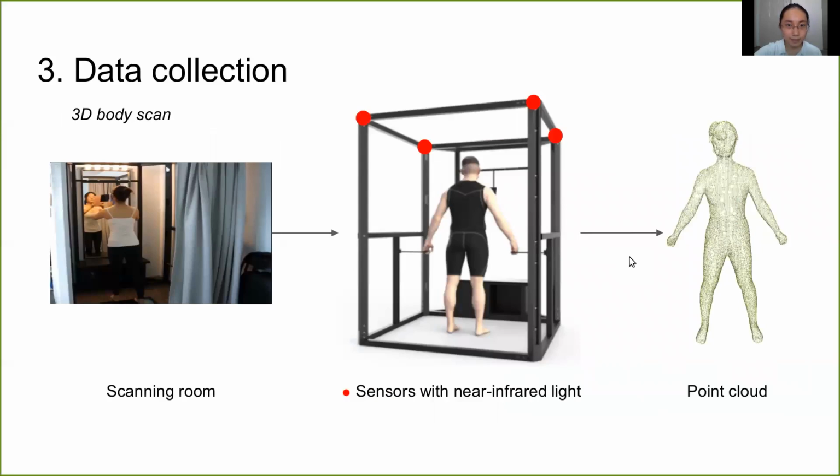For the TBSA value, we used a 3D body scanner from TG 3D company. So this is a picture of the scanning room. This is a model of the scanning room. It has 4 sensors at the top corners that emit near-infrared light to capture the 3D shape of a subject. The output of the scanning process is a point cloud that captures the entire human body surface.